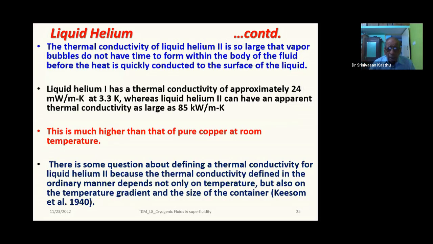Now, the thermal conductivity of helium-2 is very large, so that the vapor bubbles do not have time to form within the body of the liquid. So the heat is quickly conducted to the surface of the liquid. Okay. Helium-1 has a thermal conductivity of approximately 24 milliwatts per meter Kelvin at 3.3 Kelvin, whereas helium-2 can have an apparent thermal conductivity as large as 85 kilowatts per meter Kelvin. That is 24 milliwatts versus 85 kilowatts. So this is very large compared to pure copper, even at room temperature.